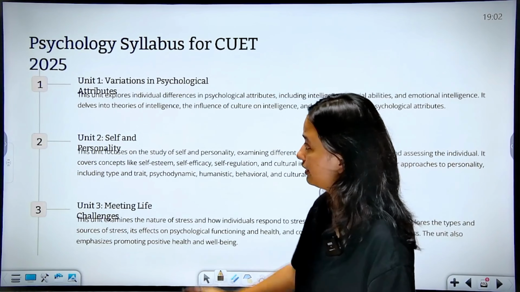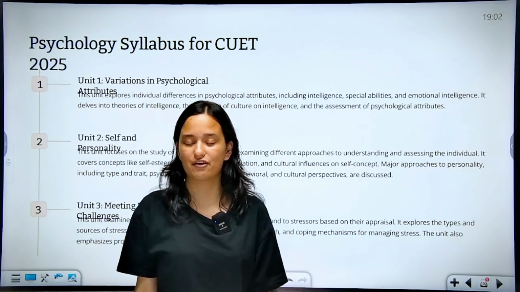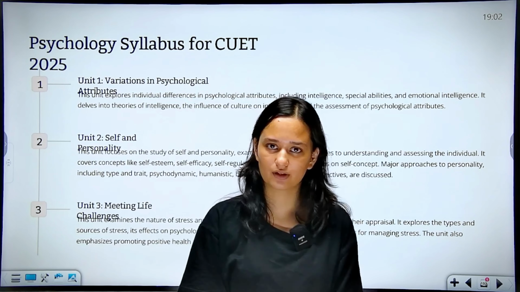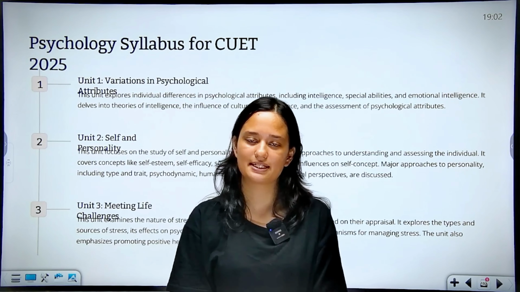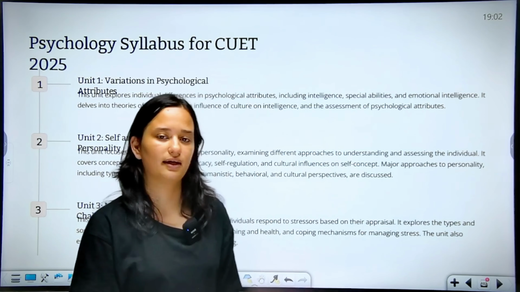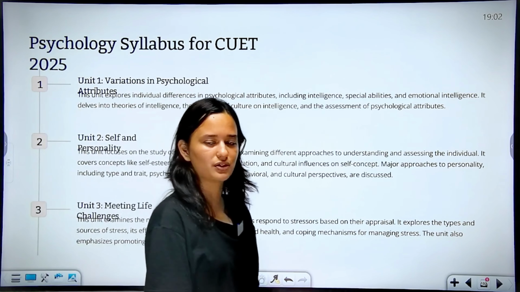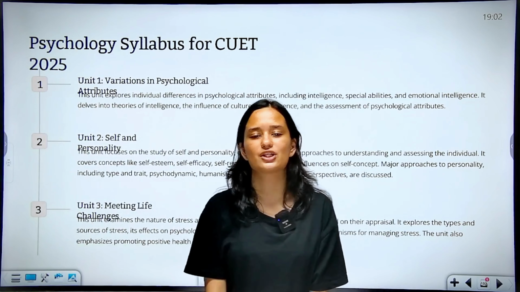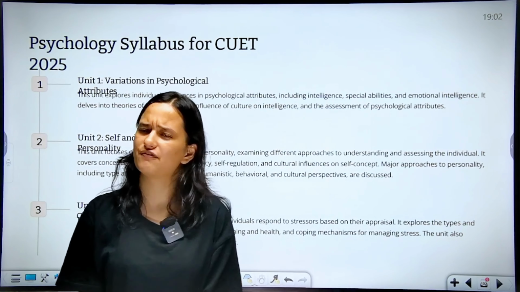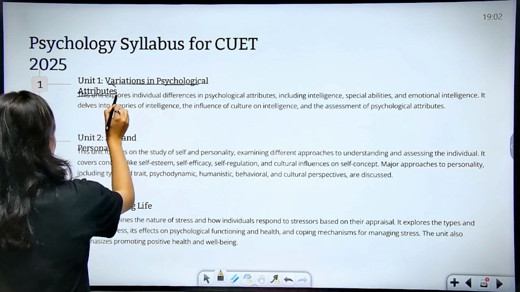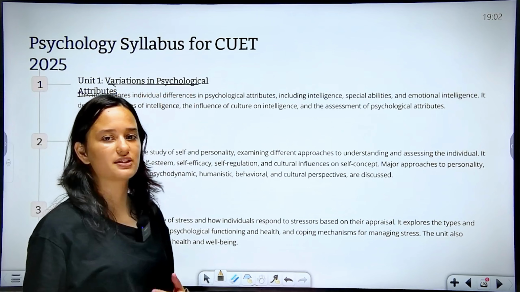Then we must look at the syllabus that we have for psychology. For CUET, the requirement is that you must study the class 12th NCERT textbook. Basically everything will come from that textbook only. No question will be asked from outside this textbook. Therefore, it is very important that you study each and every concept, each and every line very thoroughly. First unit, we have variations in psychological attributes. You'll study how individuals differ from each other.